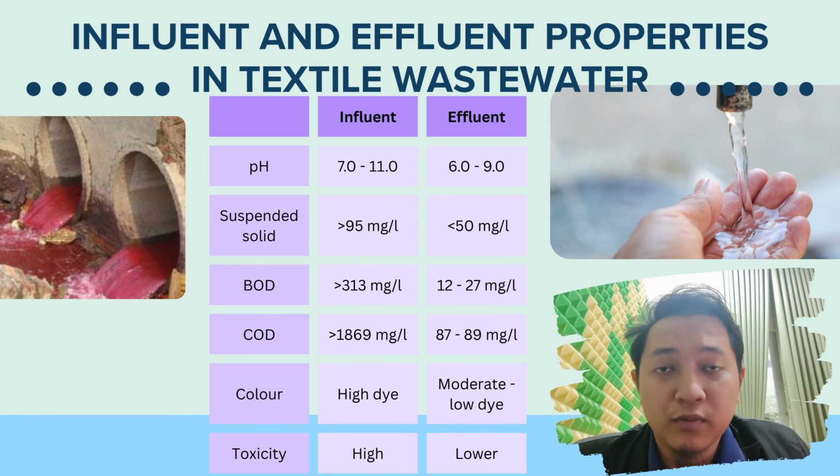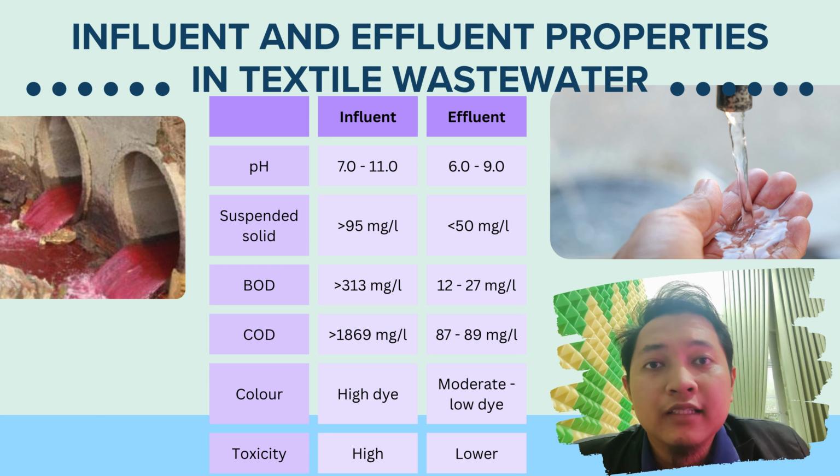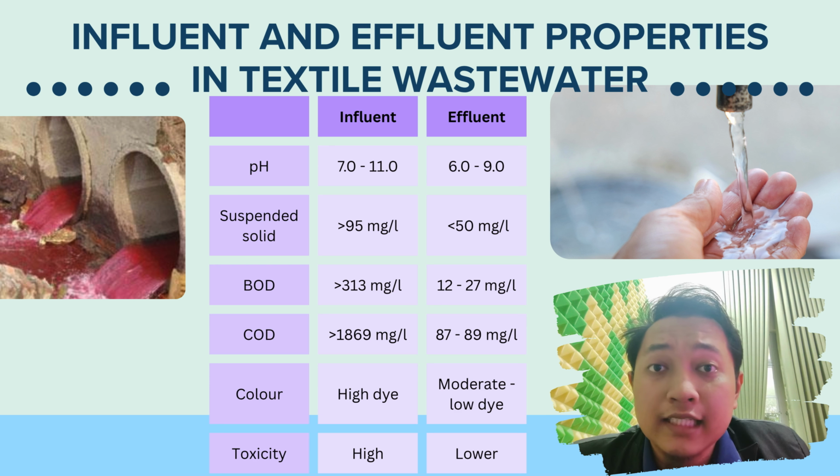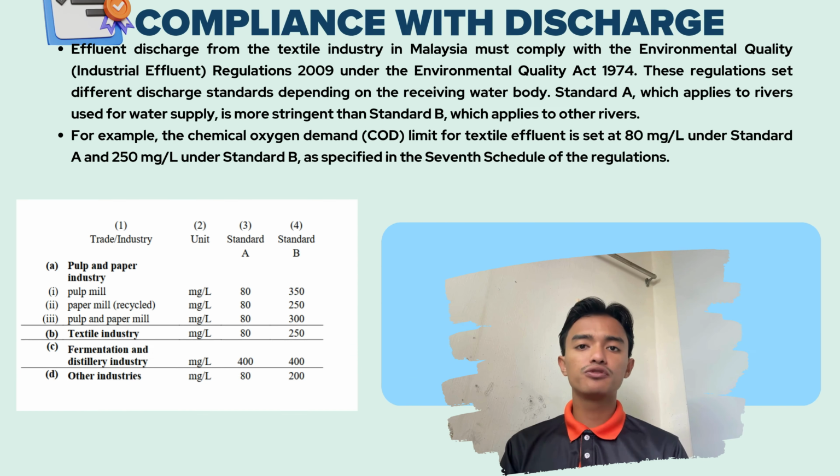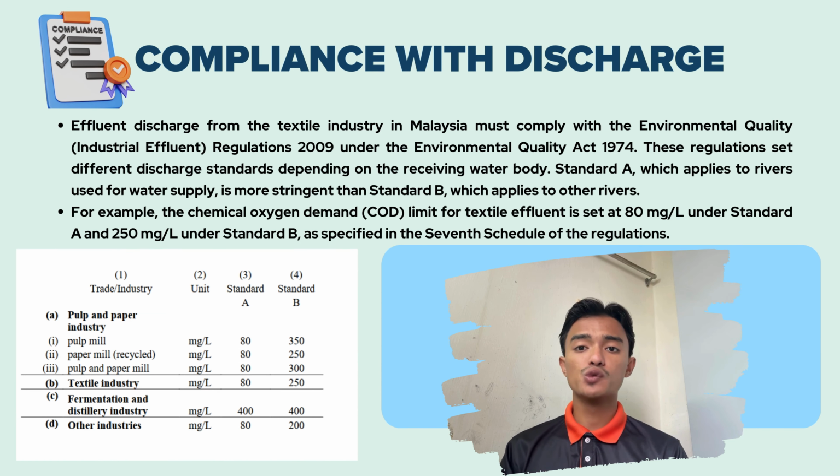Influent and effluent properties in textile wastewater. Influent is the wastewater before the treatment, and effluent is wastewater discharged after the treatment plant. As shown in the table, pH, suspended solids, BOD, COD, color, and toxicity get lower after treatment to comply with regulations.